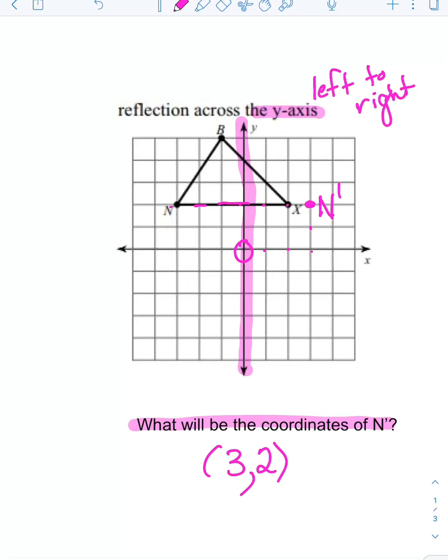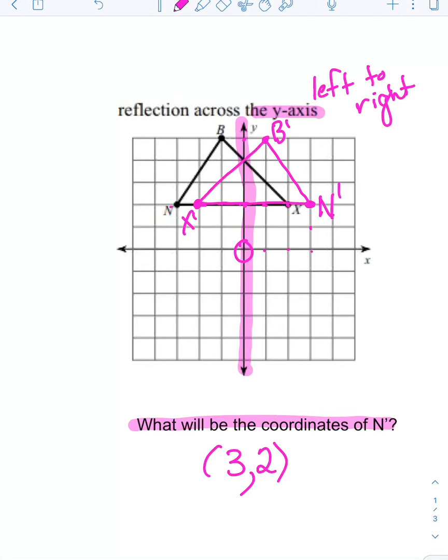I'm going to go ahead and flip this so you can see what it looks like. So B was left 1, so I'm going to go right 1 for my B prime. Remember, we connected as we go. And X was to the right 2, so I'm going to make it go to the left 2. That's my X prime.